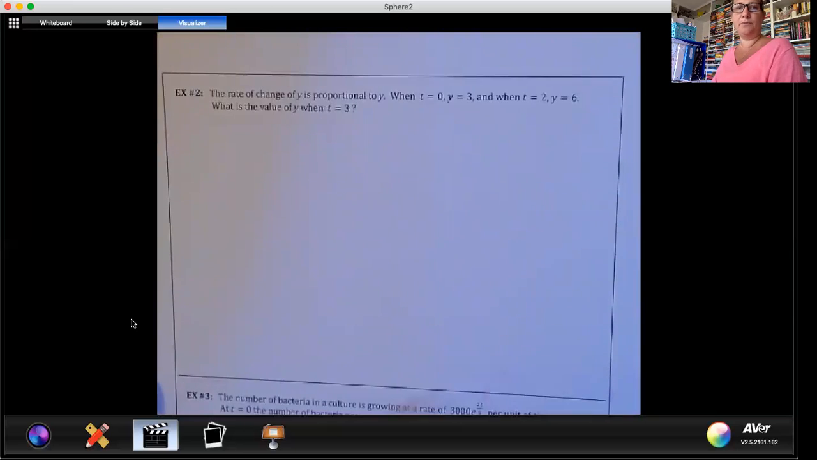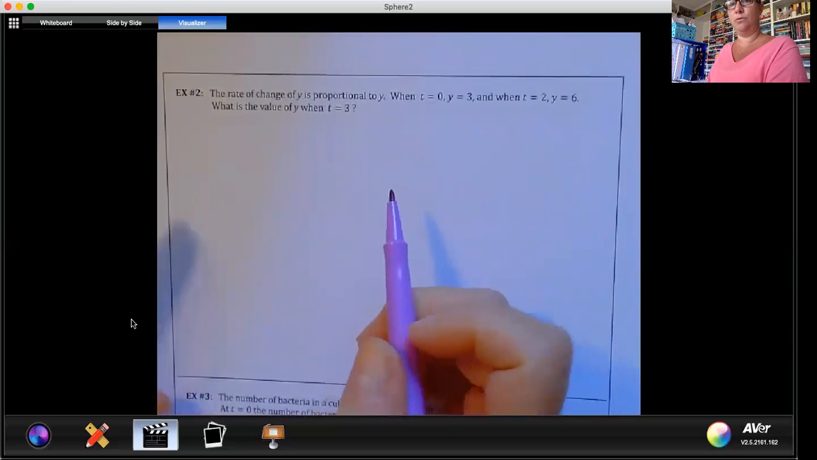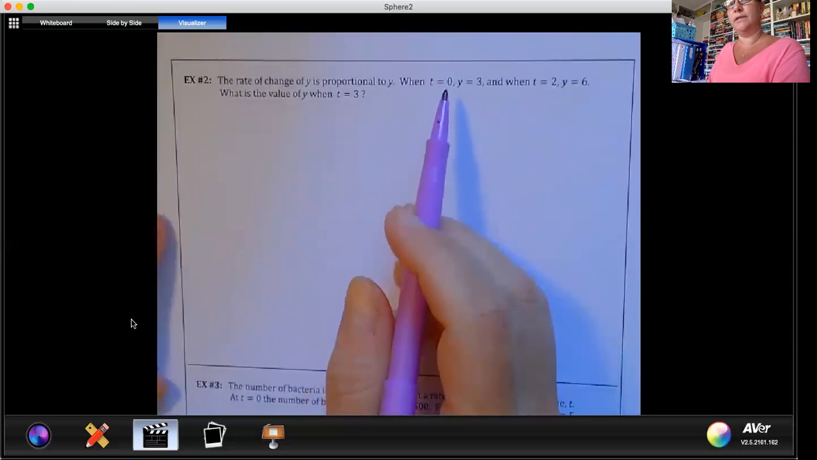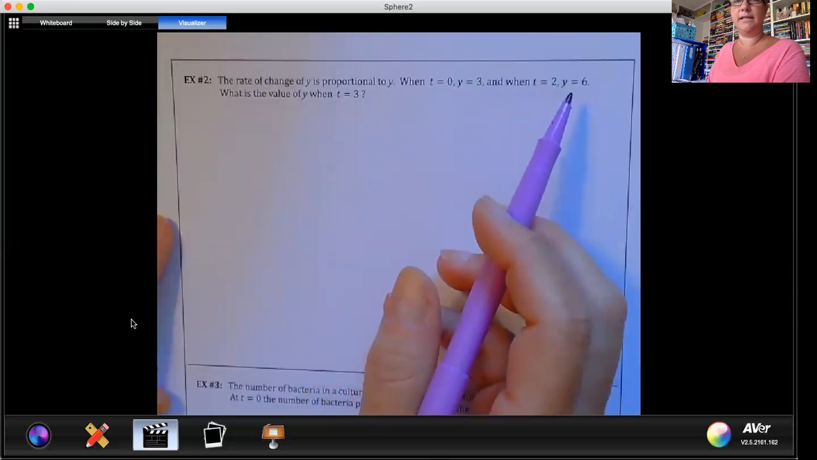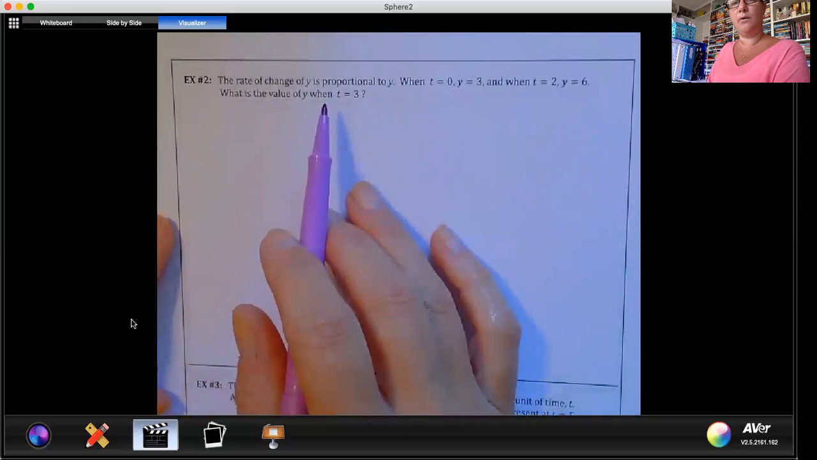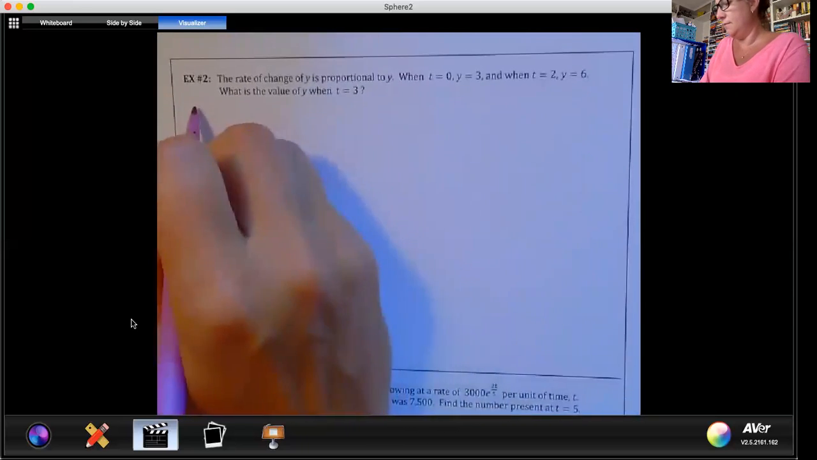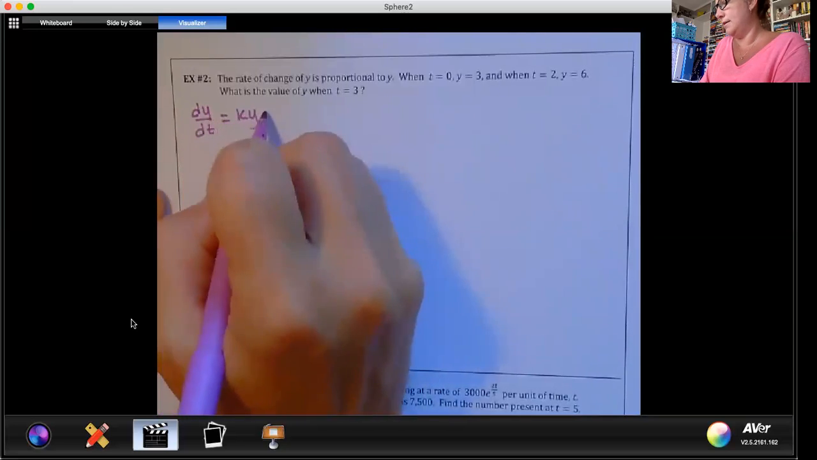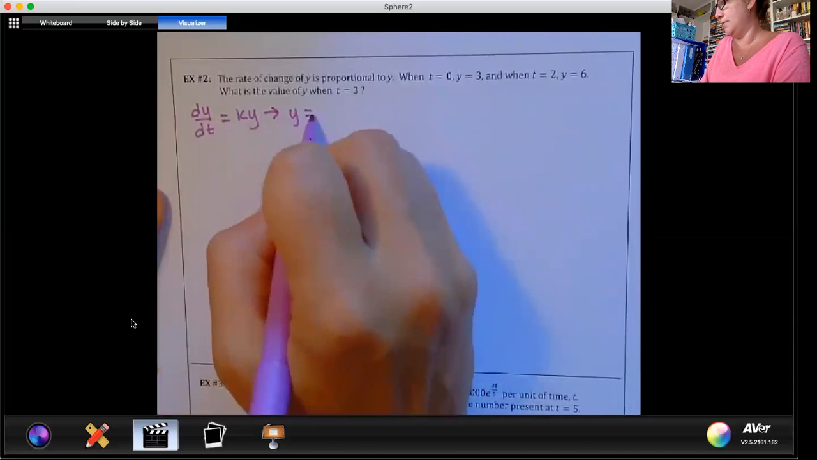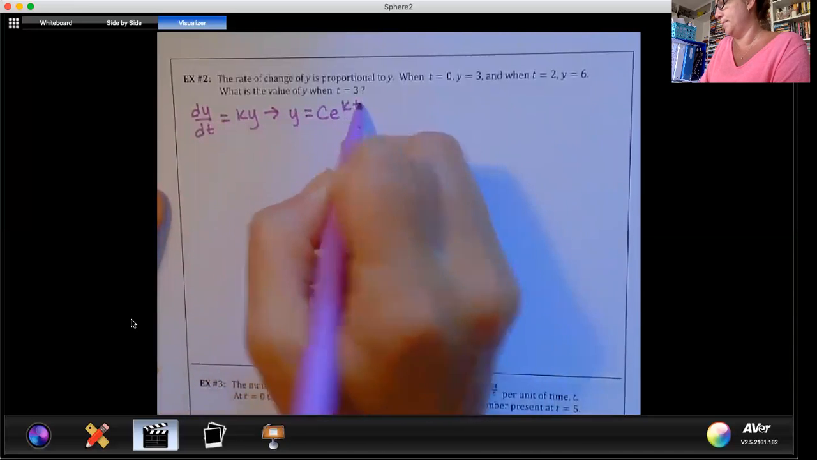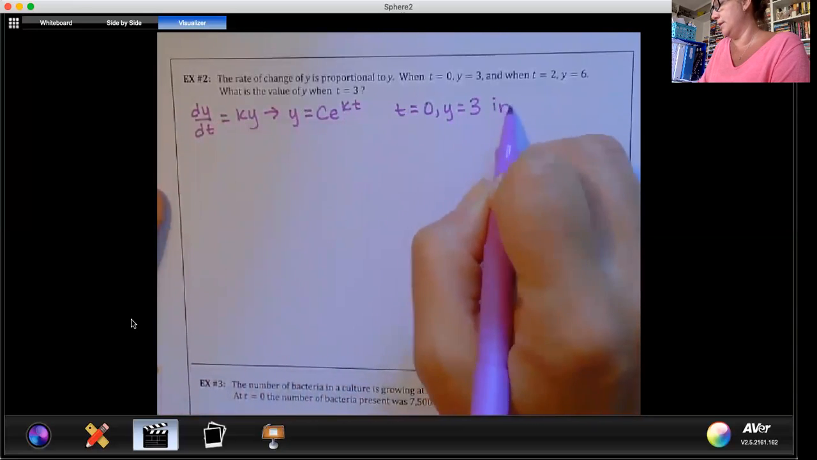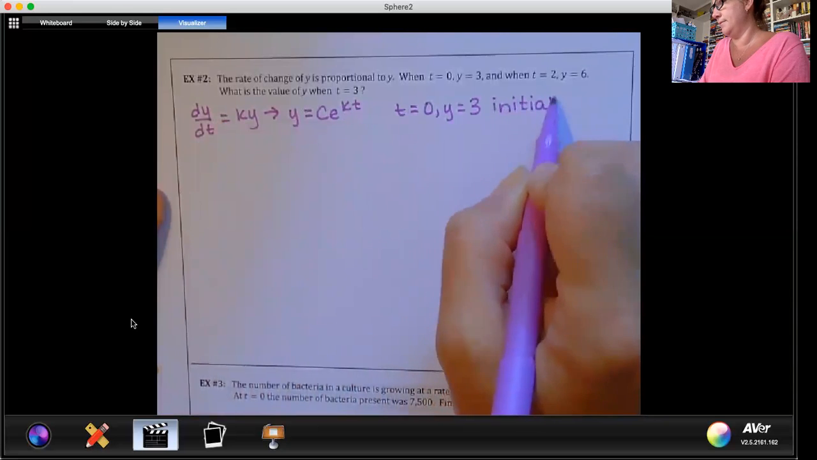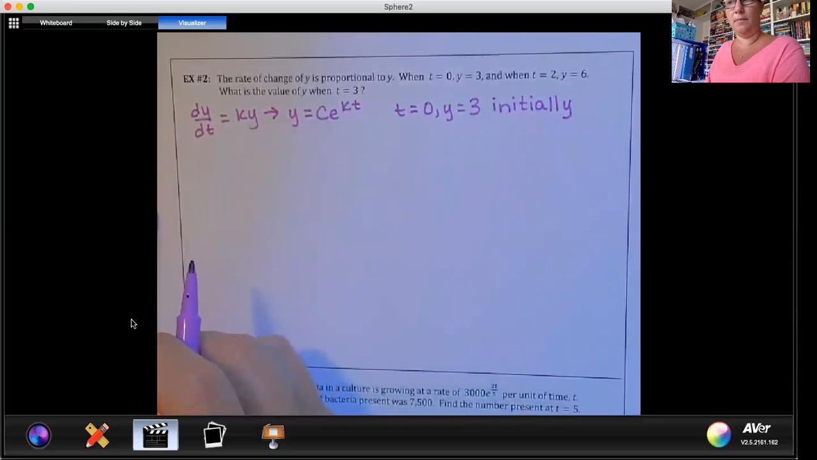So for example 2, the rate of change of y is proportional to y. When t is equal to 0, y is equal to 3, and when t is equal to 2, y is equal to 6. What is the value of y when t is equal to 3? So a couple of things to note. dy dt is ky, which we know is y equals ce to the kt. We know that y is 3 when t is 0, that is the initial condition. And then we're going to start into our problem.